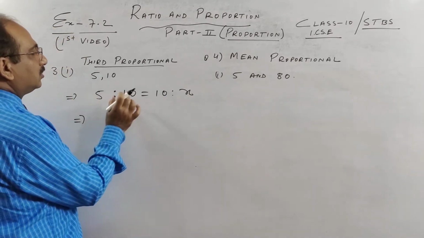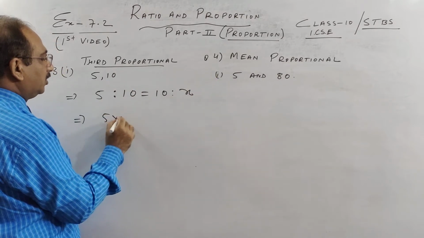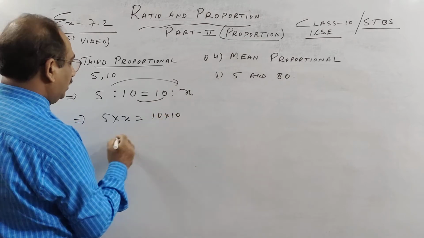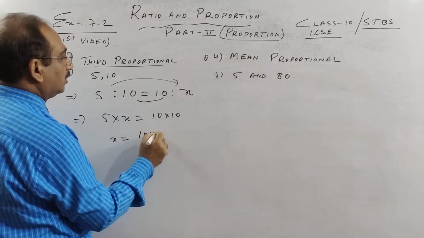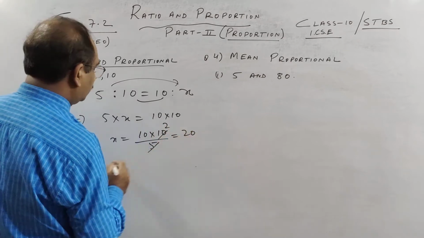Okay, so first is to second is to second is to what? Mean proportion. Also I'll explain it to you. So product of extremes is equal to product of means. So x is 10 into 10 by 5. So we get 20 here.